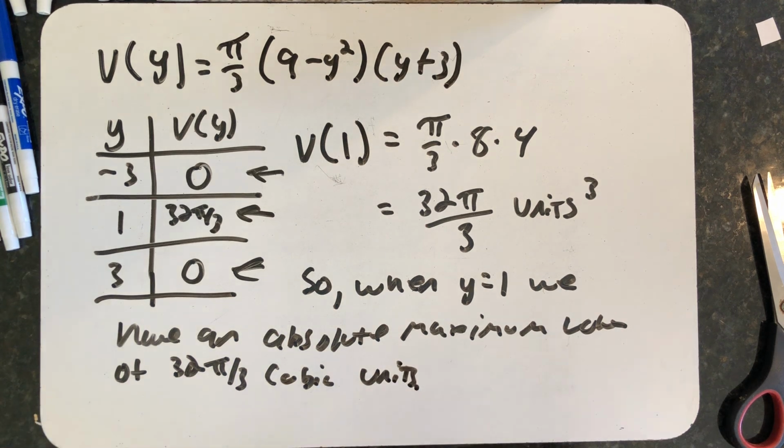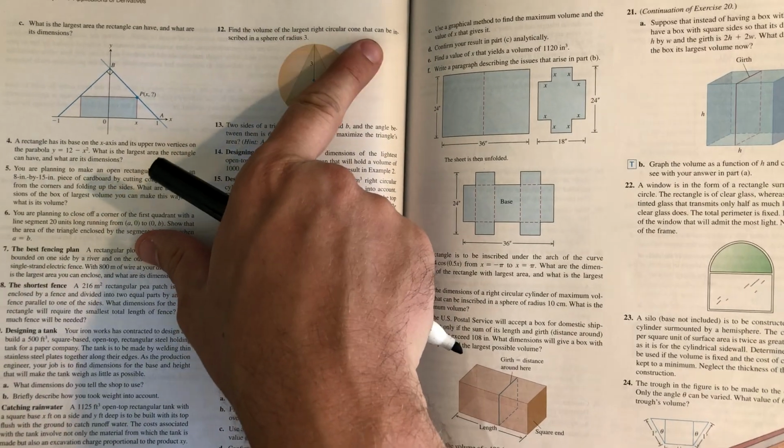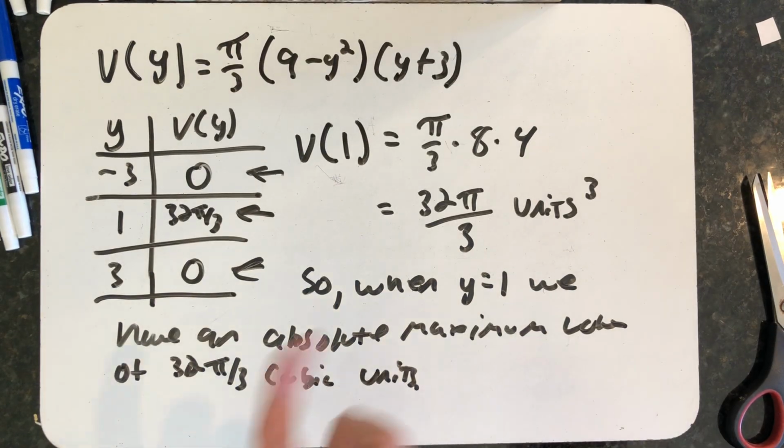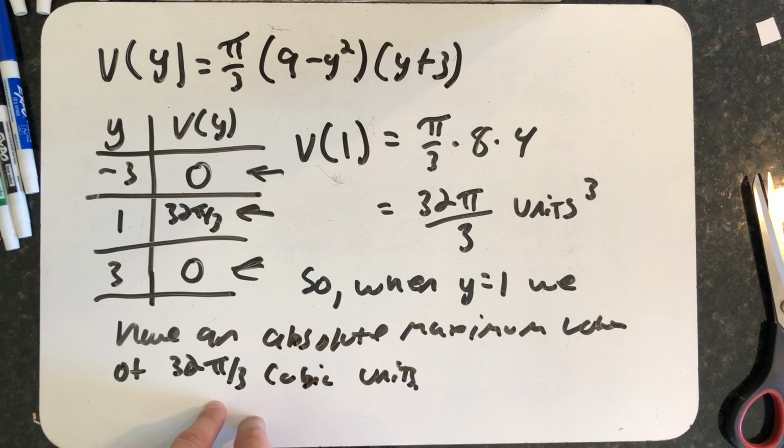All right, now I'm going to take a look in the book and make sure I've actually answered the author's question. Find the volume of the largest right circular cone that can be inscribed in a sphere of radius 3. All right, we've done it. The answer was the volume. That's what we were looking for, 32 pi thirds.